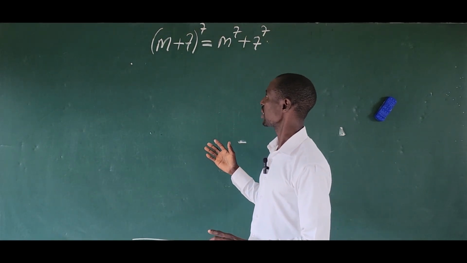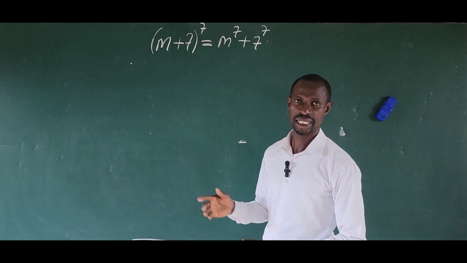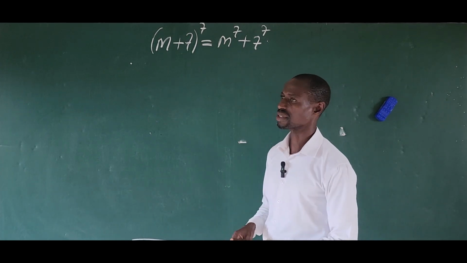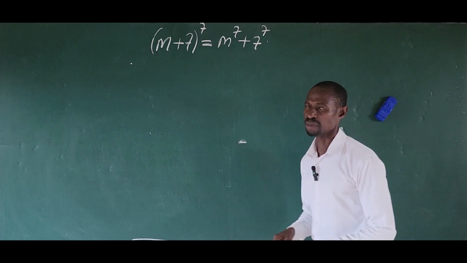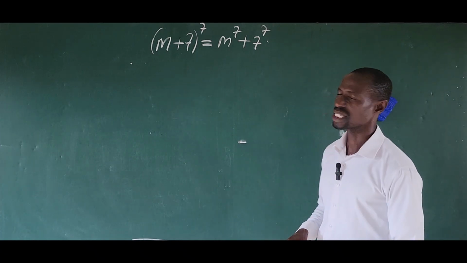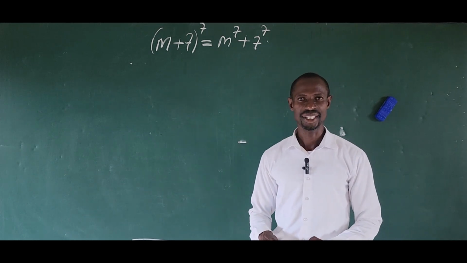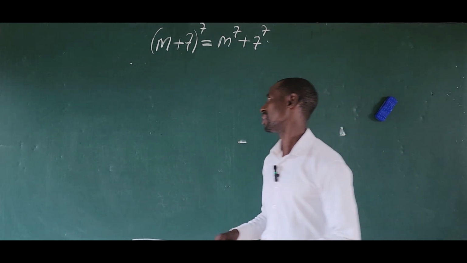We have this question here. The question says (m + 7)^7 = m^7 + 7^7. So what is the value of m here? Let's see how we solve for this.